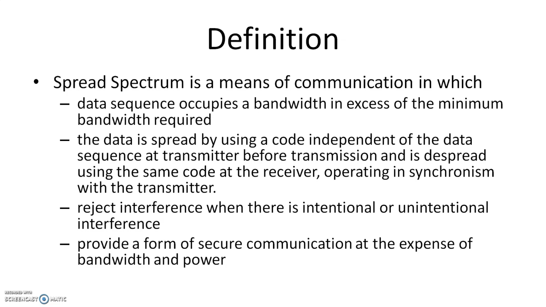And what happens is spread spectrum rejects interference. There can be intentional interference and unintentional interference. Both are rejected in spread spectrum communication. So it provides a form of secure communication at the expense of bandwidth and power.